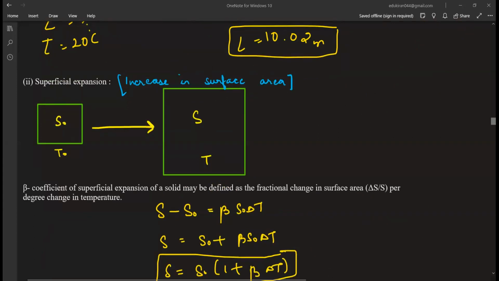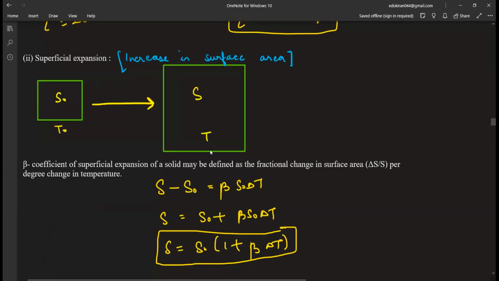Now, second is the superficial expansion. In superficial expansion, you will see the area is increasing. This was a smaller area. Initially, the surface area was S naught and the initial temperature was T naught. The final temperature is T, and the final surface area is S. This is very easy. This is not difficult.